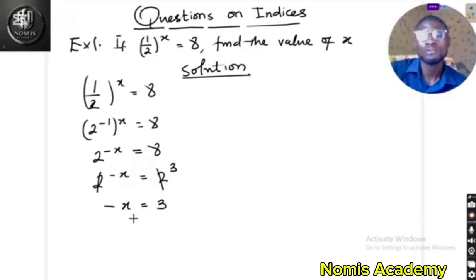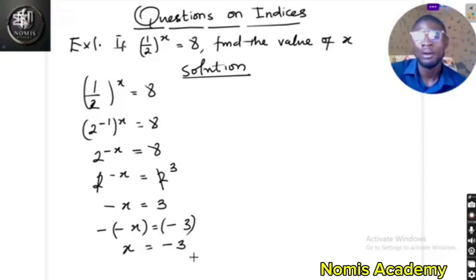But I have to look for the value of x, so I cannot take minus x to be equal to 3 as my final answer. So what I'm doing is to multiply by minus to both sides. So when I multiply by minus on both sides, minus times minus becomes plus, and we have just an x equals minus 3. So the value of x is equal to minus 3. So if you take it to the question, you will see that you will have your answer.